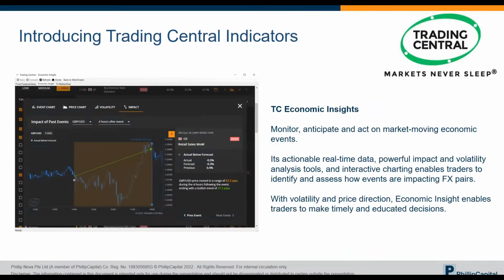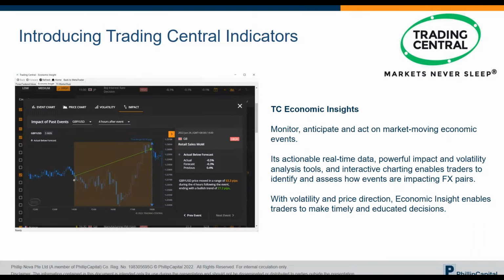Secondly, we have a suite of trading tools by this provider called Trading Central. They're pretty well known. The first part of the tool that we have under Trading Central is called the Trading Central Economic Insight. With this tool, you are able to monitor, anticipate, and act on market-moving economic events. It has actionable real-time data, powerful impact and volatility analysis tools, and interactive charting that will enable you to identify and assess how economic events are impacting the forex pairs. Essentially, this is an economic calendar on steroids.